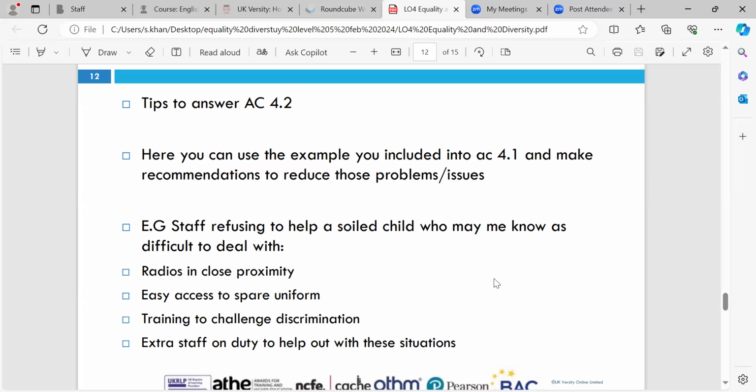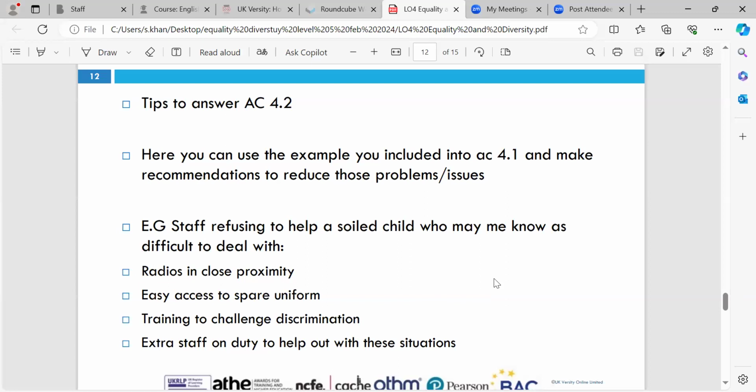Training to challenge discrimination. And I think that's a big one, where a lot of organizations do train people to challenge any forms of discrimination. Having extra staff on duty to help out with these situations. So trying to have staff there that will help support and guide you through this is really important.